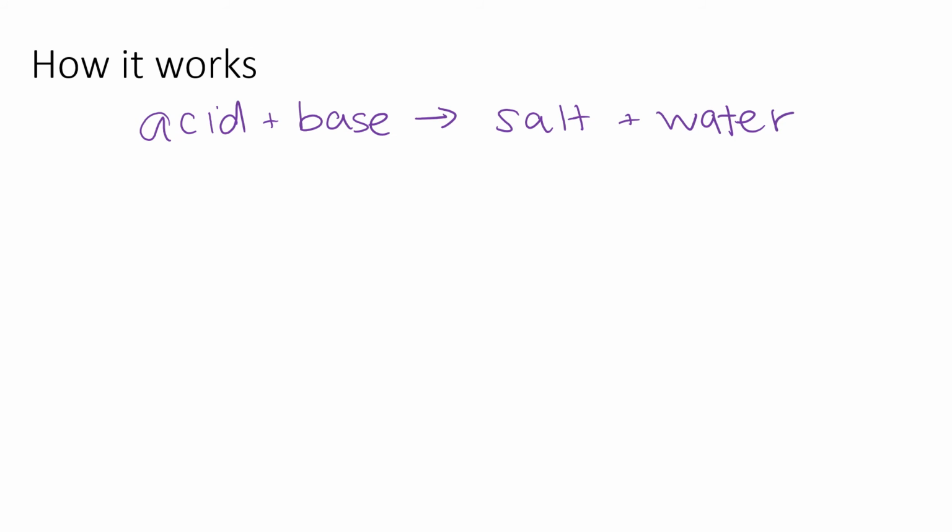Okay, so the general form of how this works is we have an acid plus a base, and that gives us salt and water. So we've talked about this already when we've looked at neutralization reactions. So now it's just looking at specifically that formation of the salt. So our acids start with our hydrogen, and then our bases end in our hydroxide.